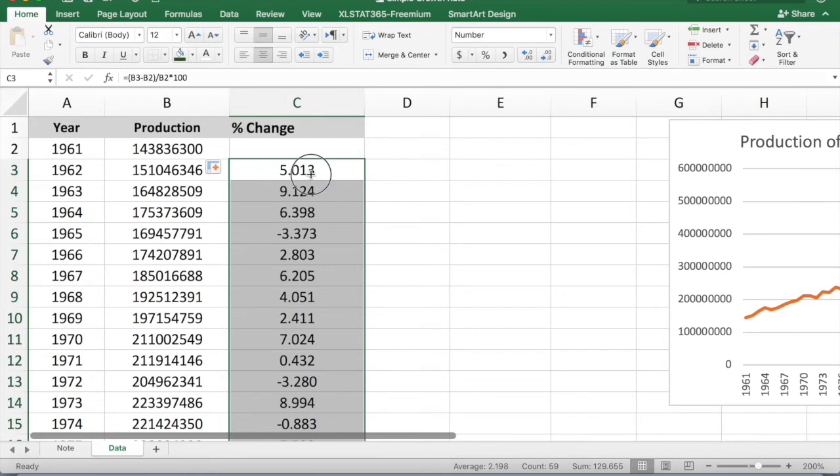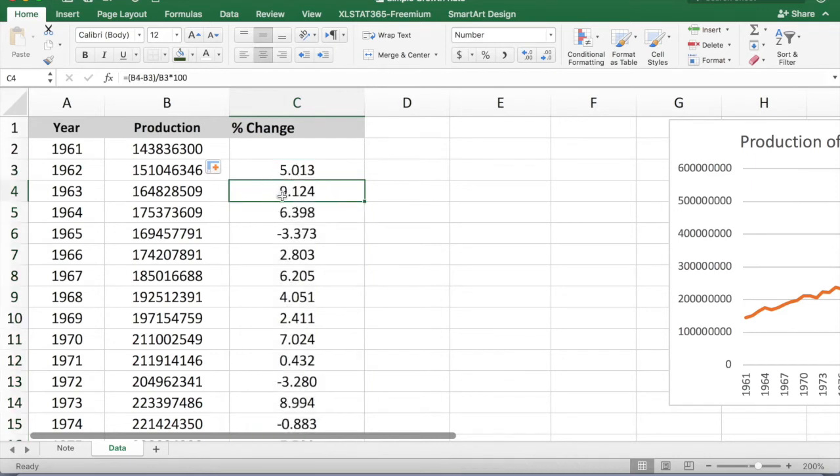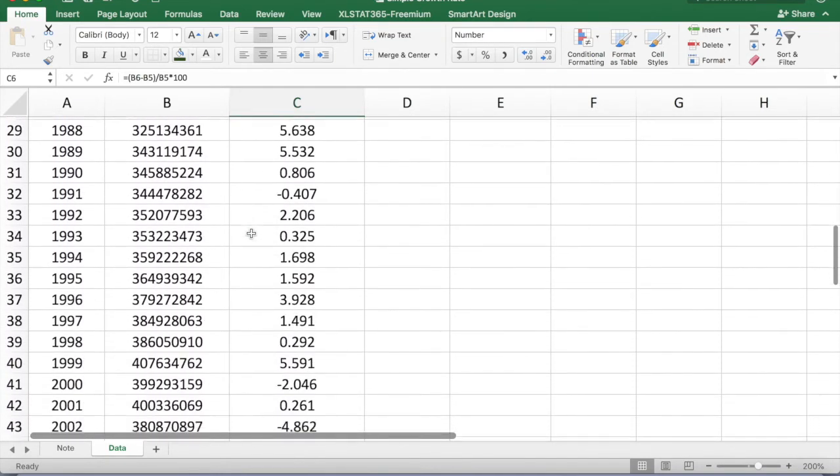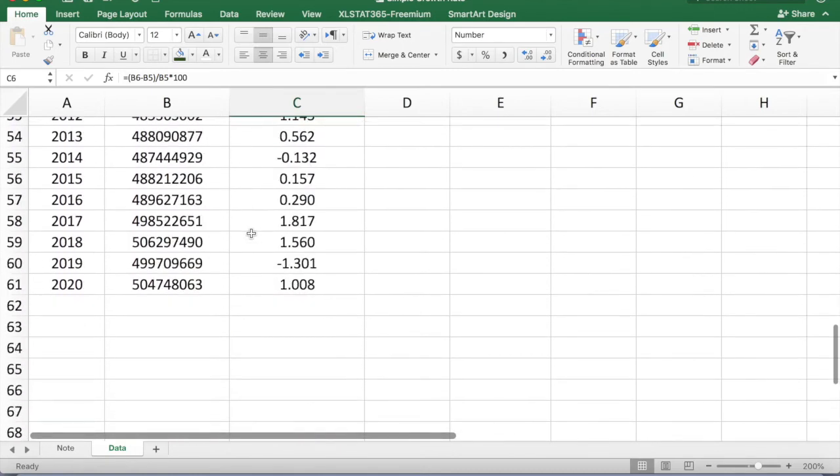So you can see the production of rice in 1963 as compared to 1962 has increased by 9%, and same, but in 1965 the production declined as compared to 1964, so it has declined by 3%. So these are the percentage changes. Sometimes it has increased and sometimes it has decreased.